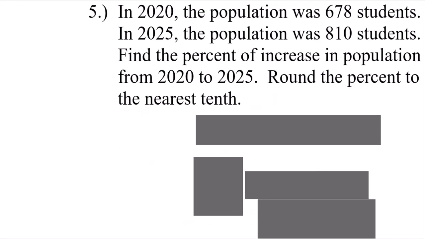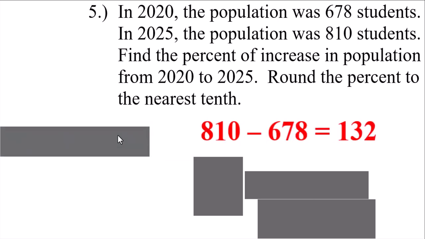Problem number 5. Now, they give us a lot of numbers here on number 5, but notice these are years. 2020, 2025, these are years. Do they want the percent of change of the years? No. It says find the percent of increase in population. So it's the population numbers that we should be using for our math, not the years.